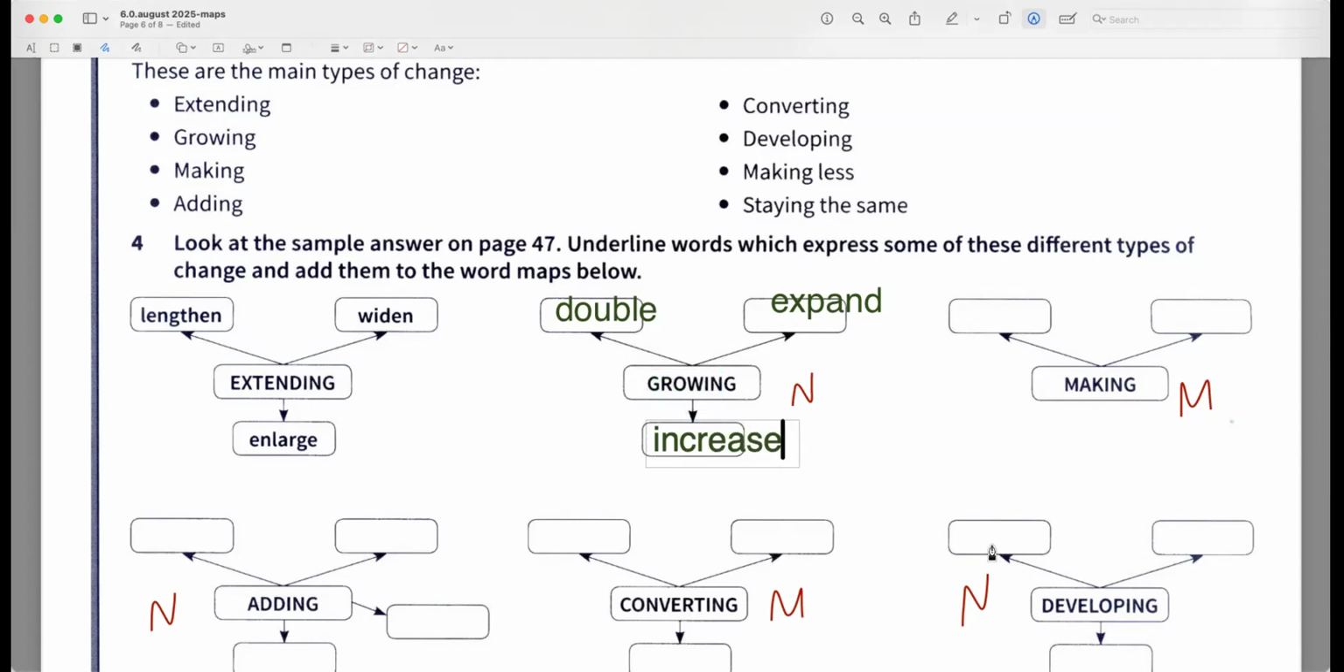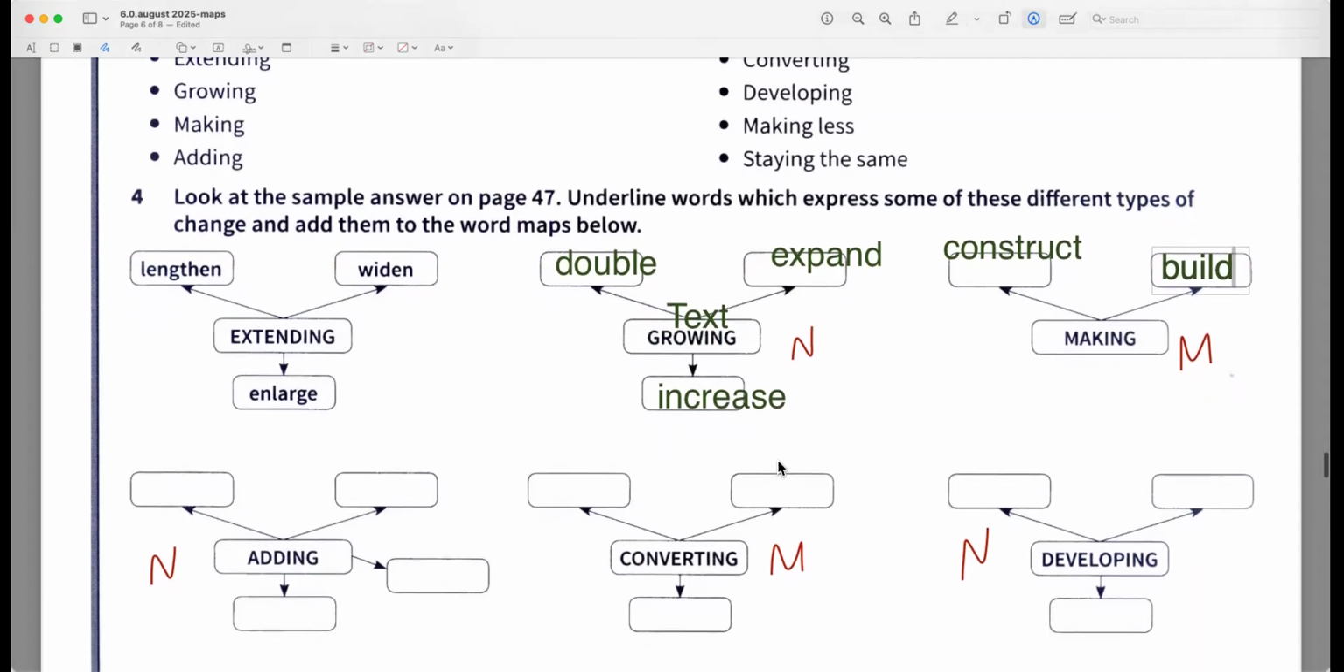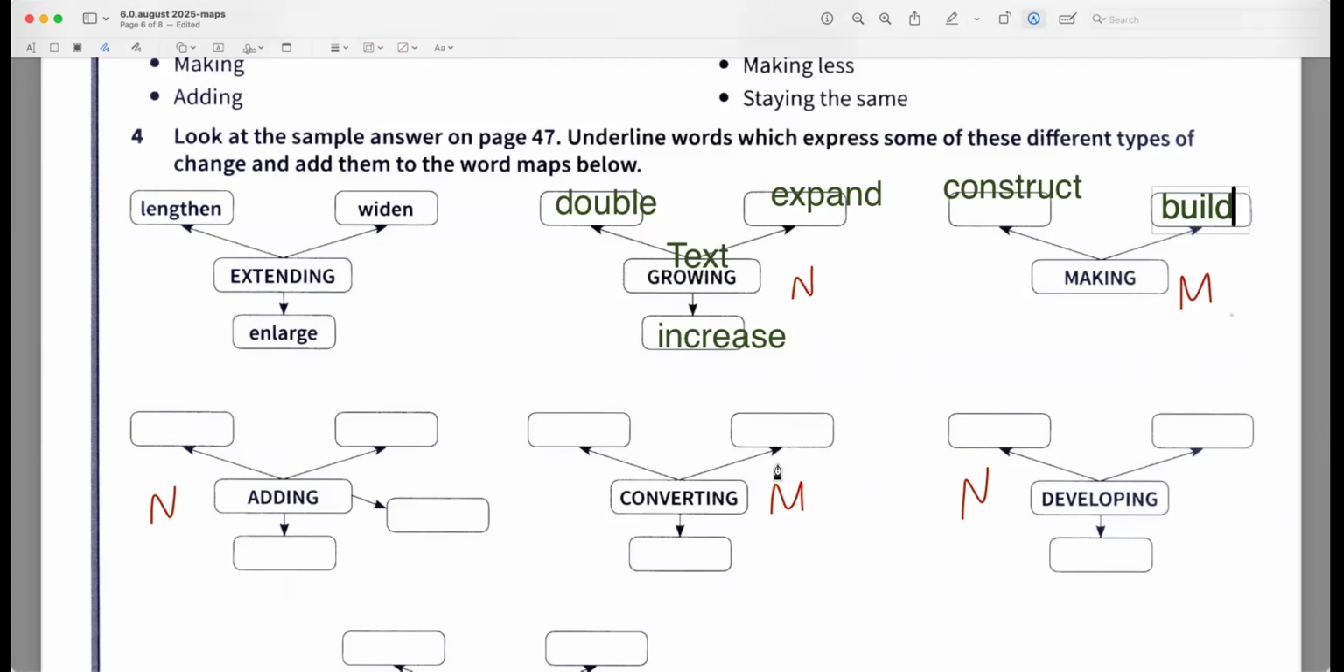Okay, next one, making, create new things. Making. Constructed. Yeah, construct. Yeah, good. What else? Build. Yeah, build. Great. Next one we have added. Add new things. Yeah. Okay, adding.